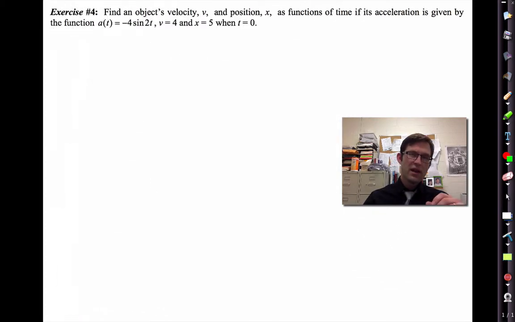All right, let's take a look at another motion problem. It says, find an object's velocity, v, and position, x, as functions of time if its acceleration is given by a of t equals negative 4 sine 2t, and v is 4 and x is 5 when t is 0. So we're really coming up with two functions now, a function for v of t and a function for x of t. Why don't you pause the video and go ahead and do that.